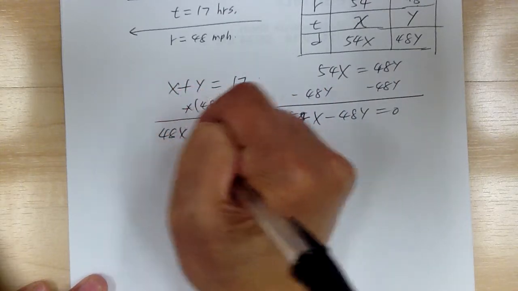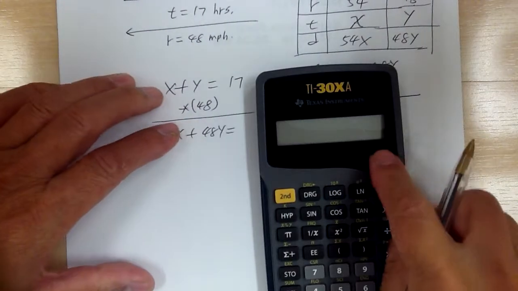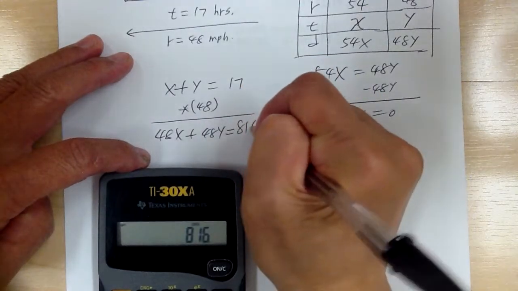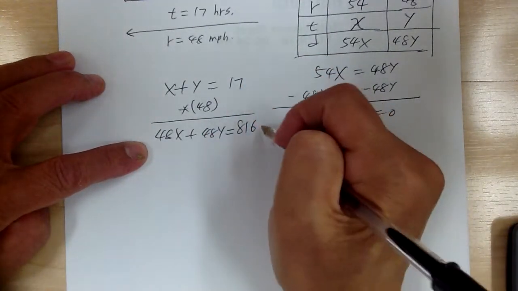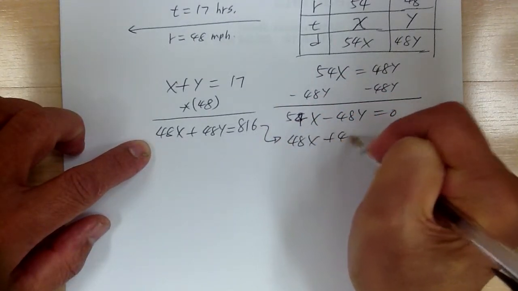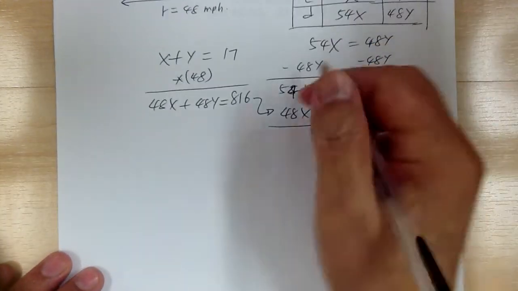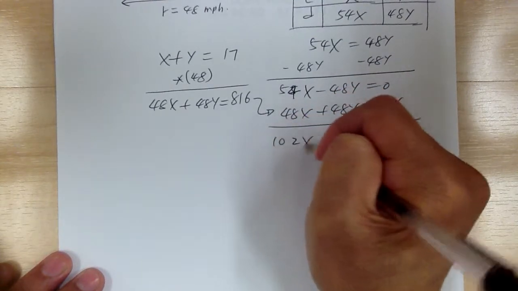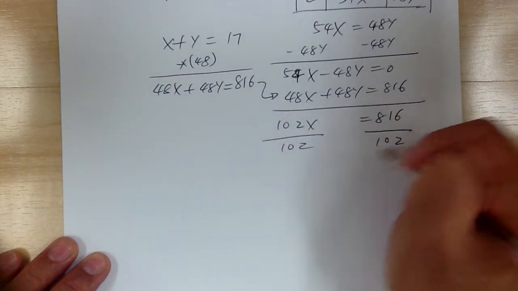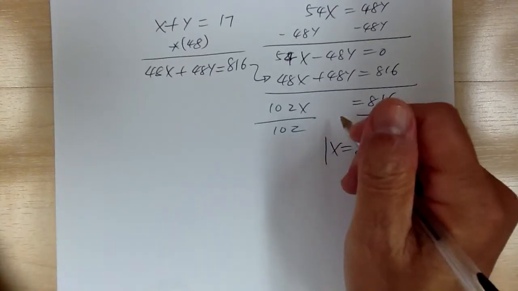So I get 48x plus 48y equals, let me get the calculator and multiply out, 816. And I'm going to put this under here. So I get 48x plus 48y equals 816. So when I add, the y will get eliminated. So I get 102x equals 816, divided by 102, divided by 102. So x equals 8 hours. Okay, wait, don't box it yet.